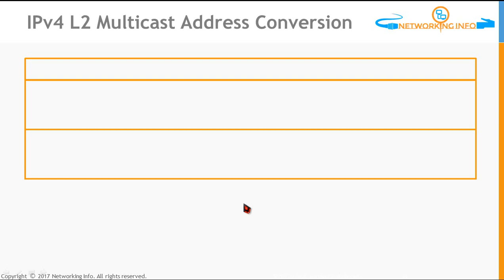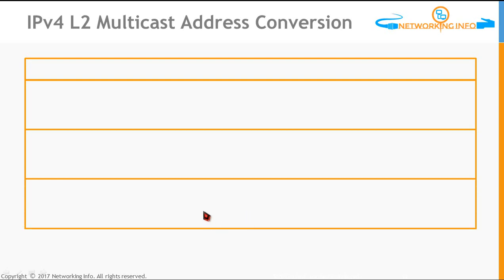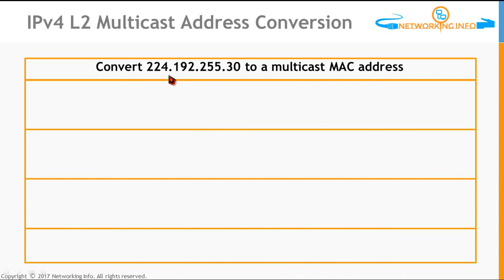So here is the example. It's a very simple example. Convert 224.192.255.30. I will pause this video and ask you to convert this IP address into binary first. Once you get the binary, I will open that binary. Just for 1 minute. Yeah, 1 minute is now almost over. Let's bring the binary of 224.192.255.30 here.